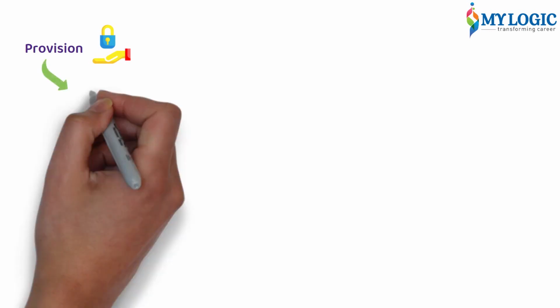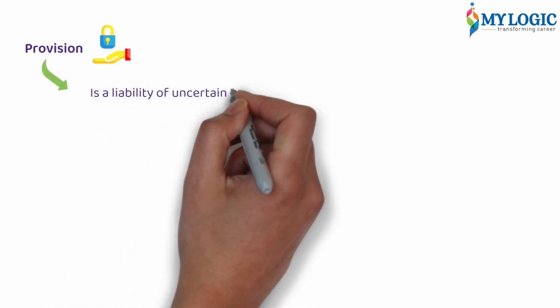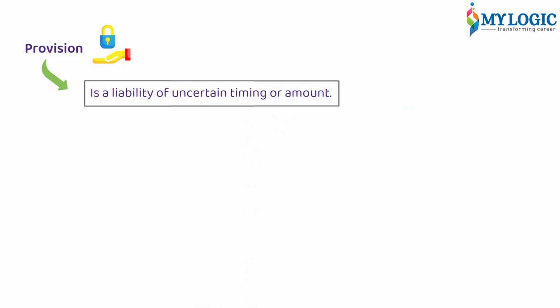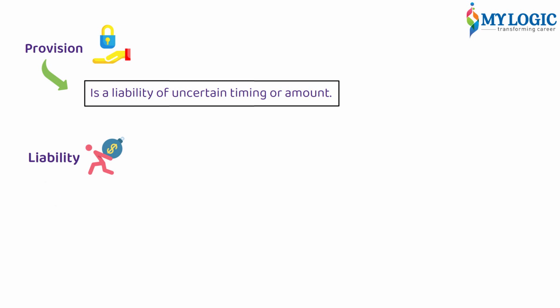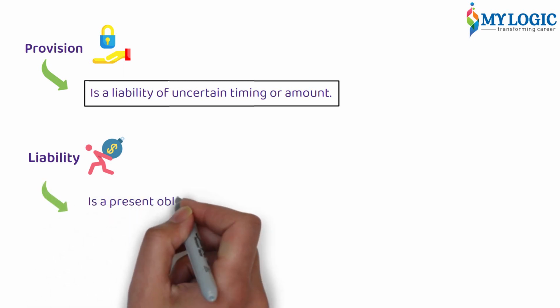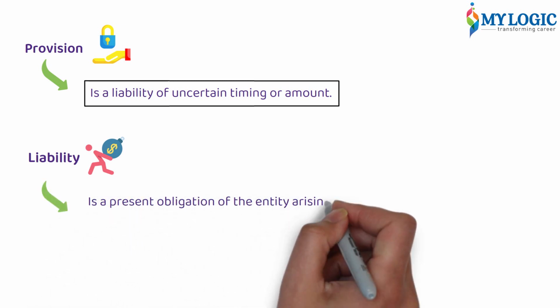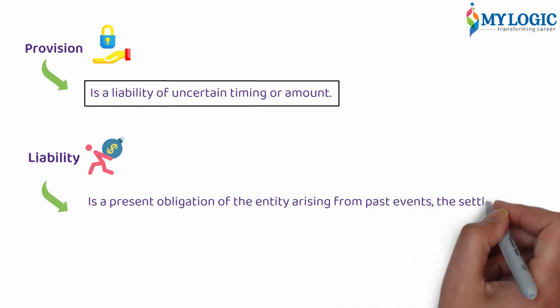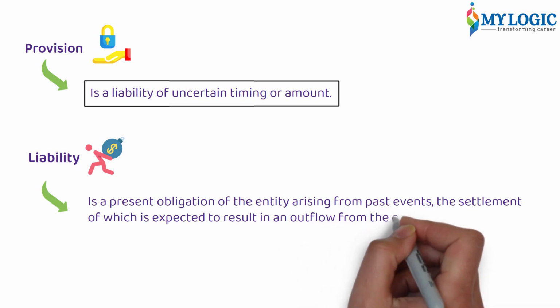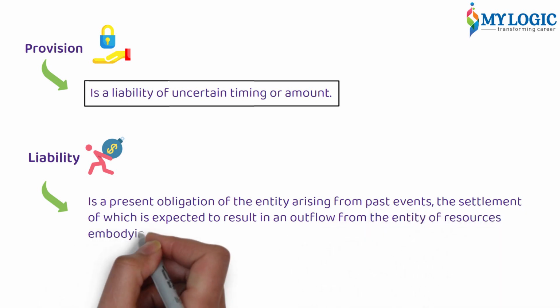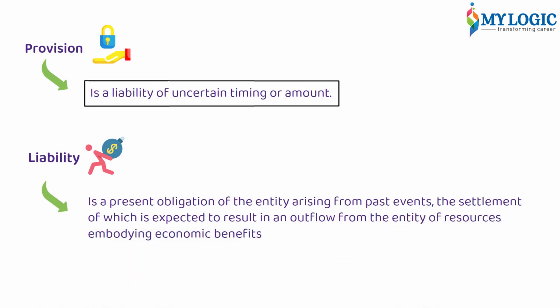Provision. A provision is a liability of uncertain timing or amount. Liability. A liability is a present obligation of the entity arising from past events, the settlement of which is expected to result in an outflow from the entity of resources embodying economic benefits.